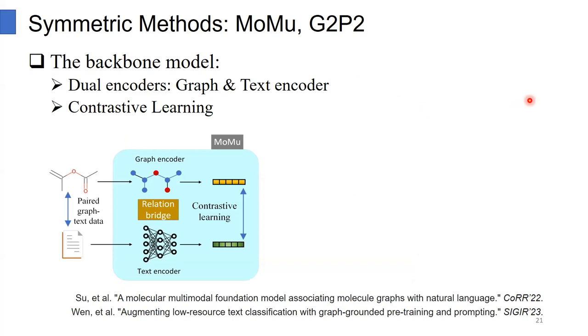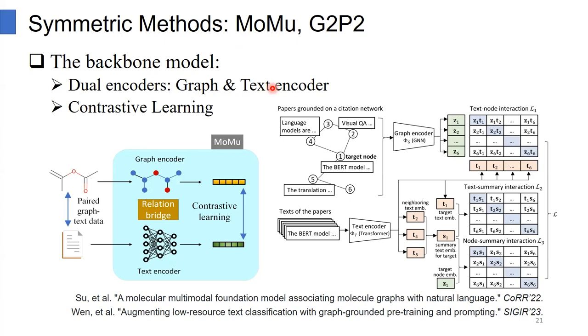And the second part is symmetric models. So we have two examples here. One is called MoMu. It uses dual encoders. One is a graph encoder, the other is a text encoder. And we perform contrastive learning between these two modalities, right? Because both encoders are still encoding the same input data, they should have certain alignment between the outputs, right?